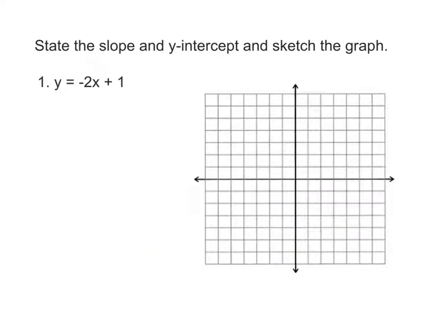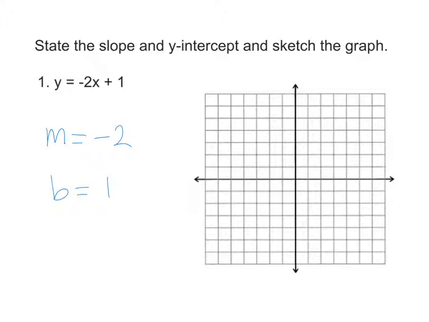So if I give you a question like this, state the slope and y-intercept and sketch the graph. What's the slope here? Negative 2. The number in front of the x, right? And what's the y-intercept? 1. The number on its own.